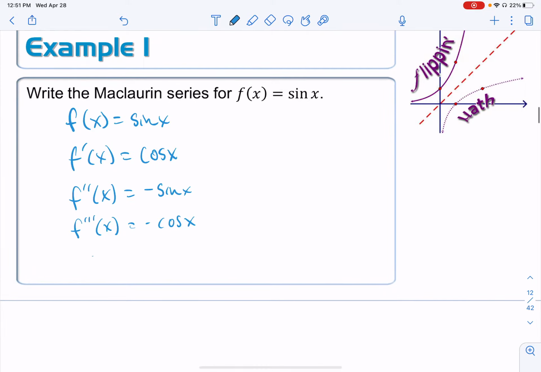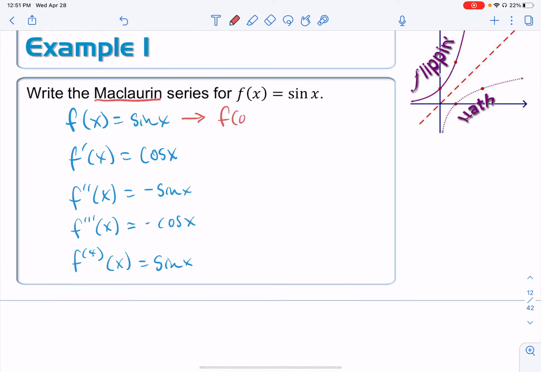And what's the derivative of negative cosine? That is, well, let's make this equal sign look prettier. Anyway, that's sine, and then you can see that it just basically loops back to the original thing. So that's enough derivatives, really, because it is enough to establish a pattern. So now I have to evaluate each one of these at, since it's Maclaurin, specifically at 0.